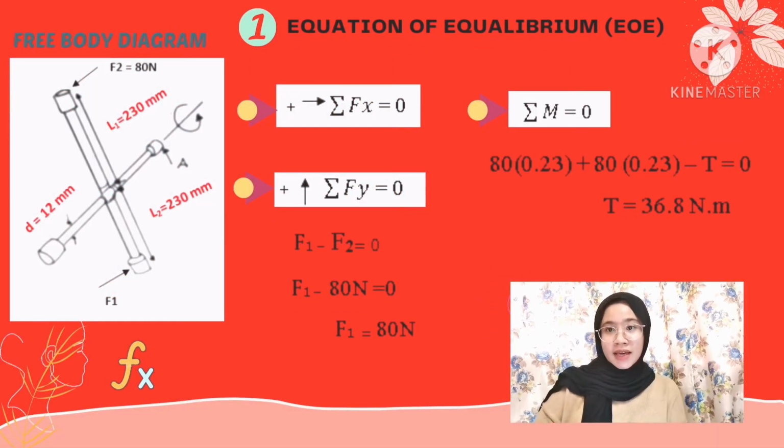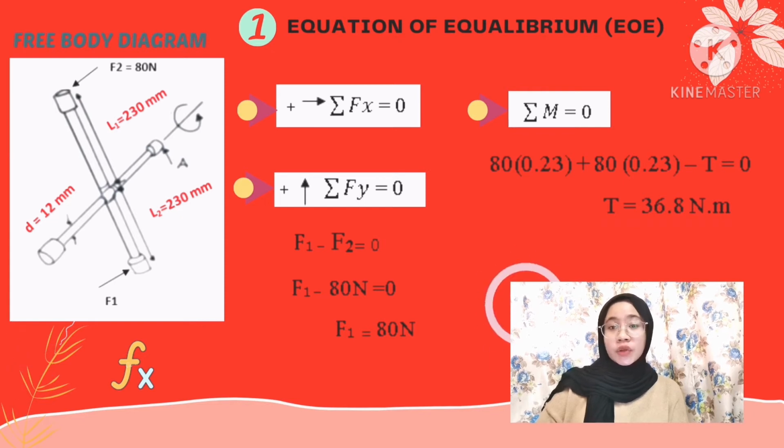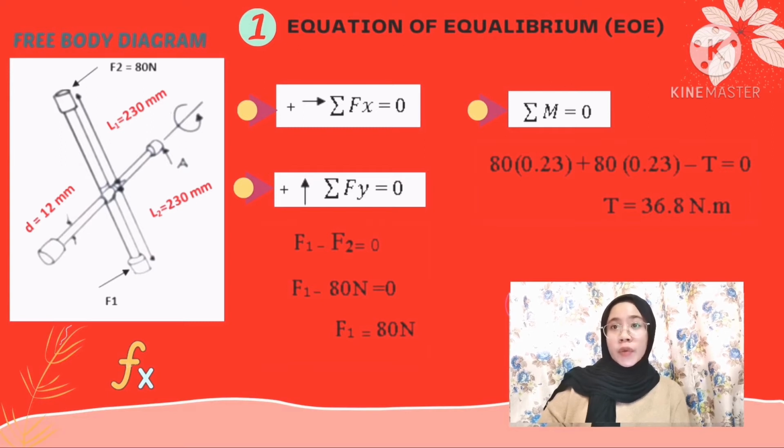Okay, as you can see, I already draw the free body diagram of the part. Firstly, we find the equation of the equilibrium, which is total Fx equal to 0, total Fy equal to 0, and moment equal to 0. Okay, for the Fx equal to 0, there is no force in x-axis. For the y-axis, F1 minus F2 equal to 0. F2 is negative because we assume the force is going downward. So F1 minus 18 Newton equal to 0. Then we get F1 equal to 18 Newton.